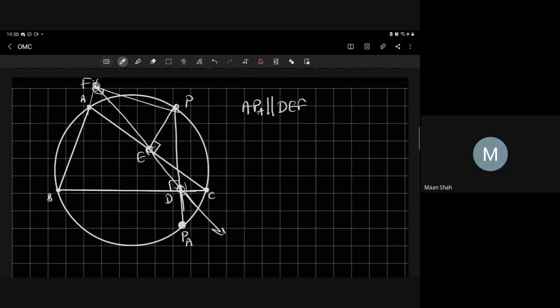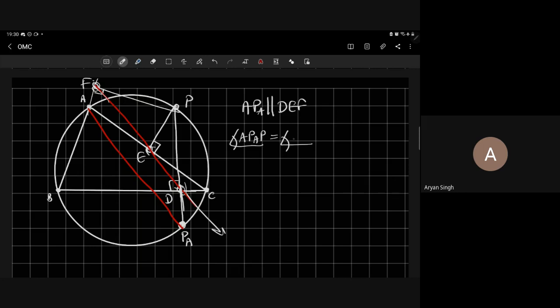Can you repeat? Sorry, so we are trying to show that the red lines are parallel. Okay. Can I tell? Sure, go ahead. Let's use directed angles. Angle APAP is equal to angle ACP, is equal to angle ECP, is equal to angle EDP because EDCP is cyclic.